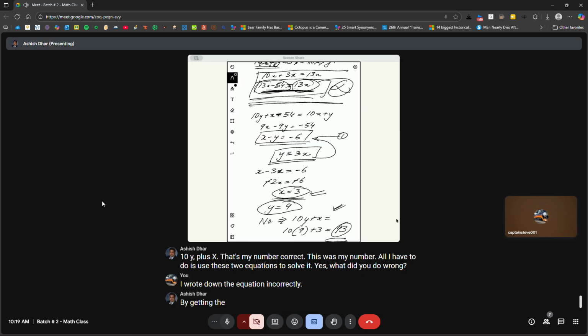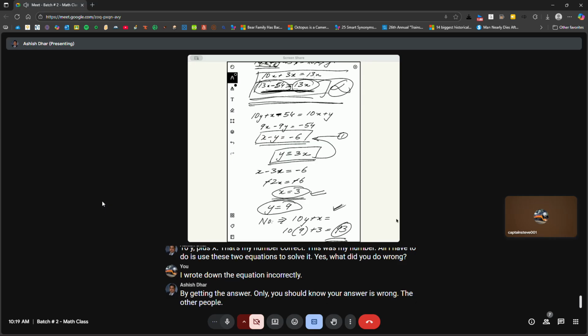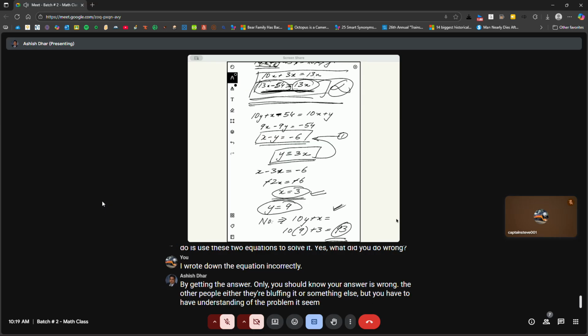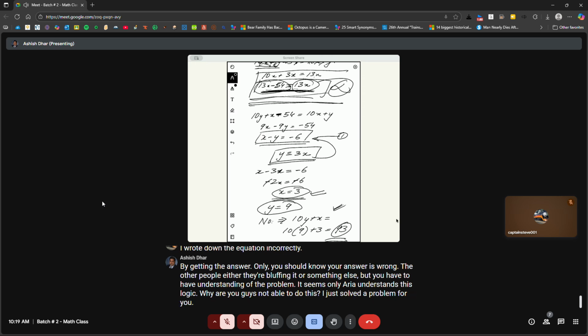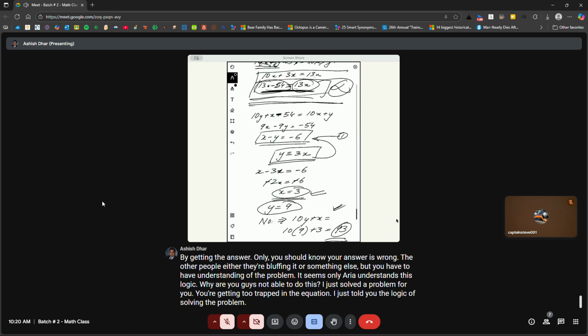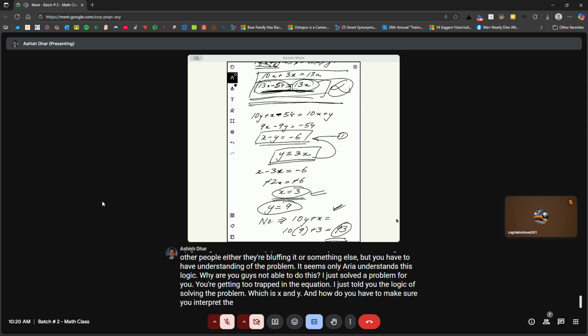By getting the answer only, you should know your answer is wrong. The other people, either they're bluffing it or something else, but you have to have understanding of the problem. It seems only Arya understands this logic. Why are you guys not able to do this? I just solved a problem for you. You're getting too trapped in the equation. I just told you the logic of solving the problem, which is x and y, and how you have to make sure you interpret the tens digit and the ones digit, correct?